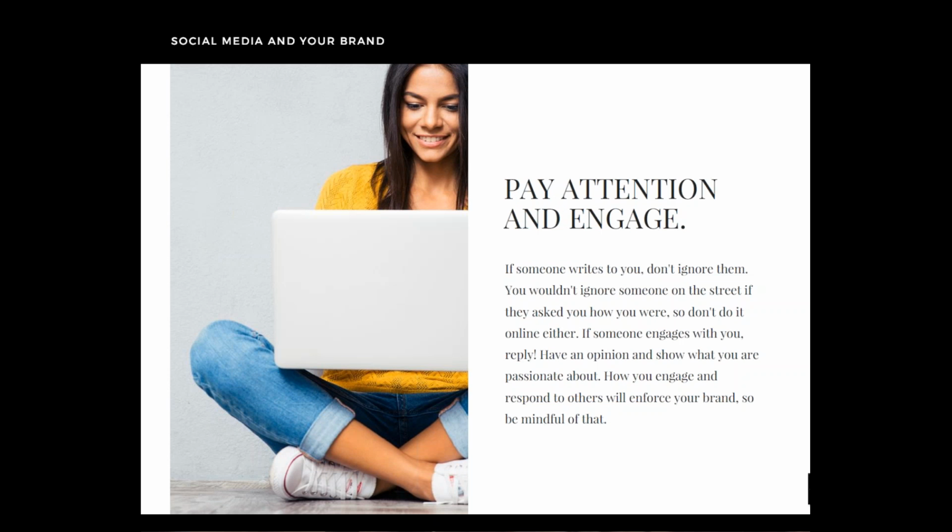Another important thing is to pay attention and engage. If somebody writes to you, don't ignore them. You wouldn't ignore somebody on the street if they asked you how you were, so don't do it online either. If someone engages with you, reply. You can have an opinion and show what you're passionate about, and how you engage and respond to others will reinforce your brand, so be mindful of that.